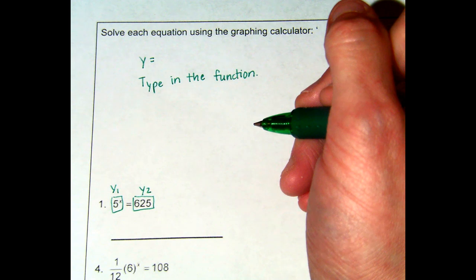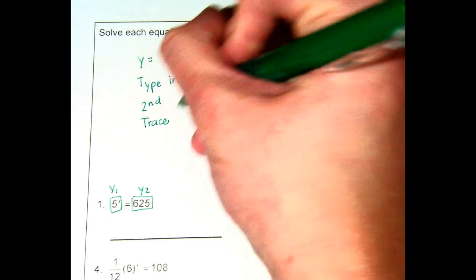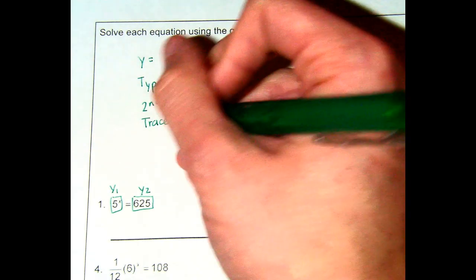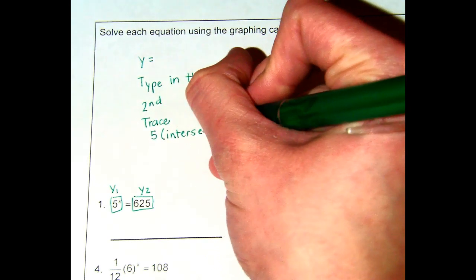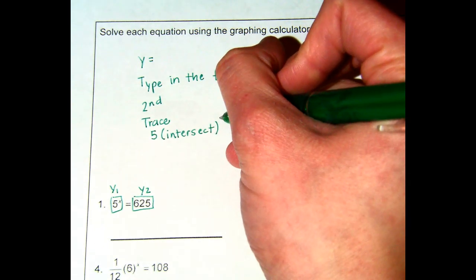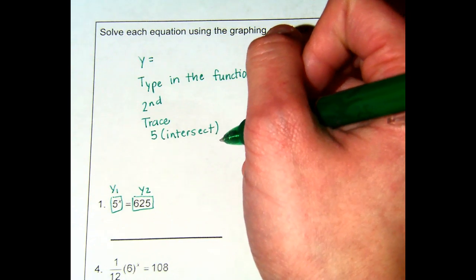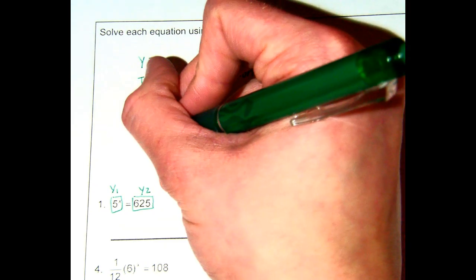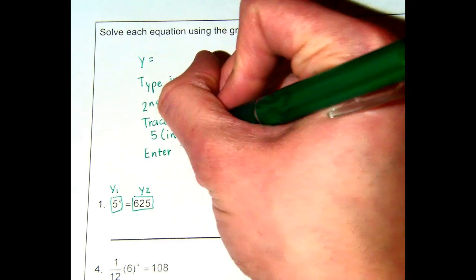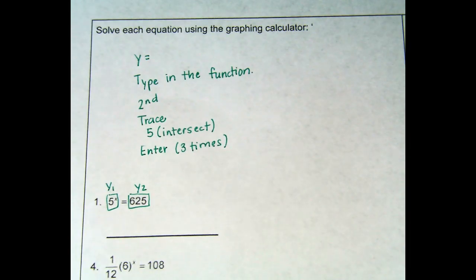we're going to press second, and then we're going to press trace. And then we're going to press the number 5, which is intersect. We'll wait for it to load after we do that. And then we'll press enter 3 times. So we're going to do that with the first one. You're going to take some time to do those with the next one.